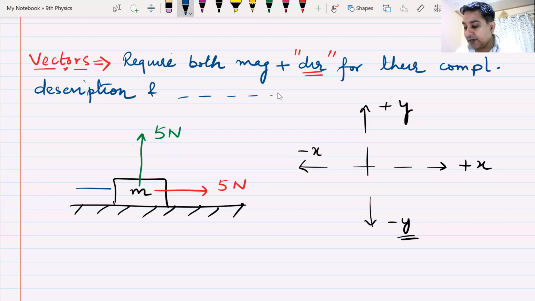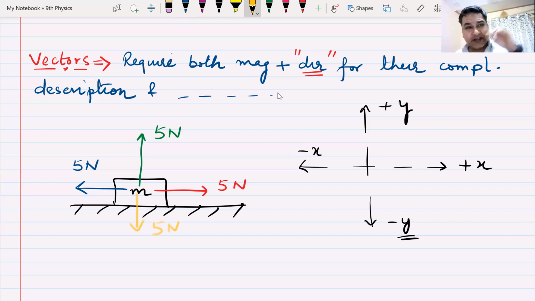Same thing. I apply a force of 5 Newton backwards. What might happen now? It might move towards the negative x-axis, or it might remain at its own place. I apply 5 Newton force like this. Pull it downwards with 5 Newton force. Definitely, it's not going to move. It's probably going to change its shape. It might get pressed. It might get distorted.